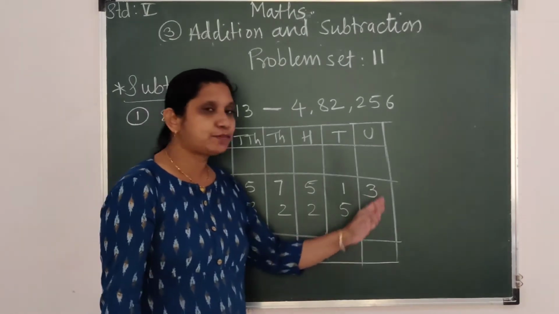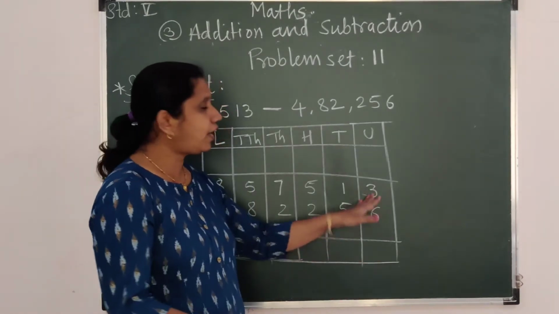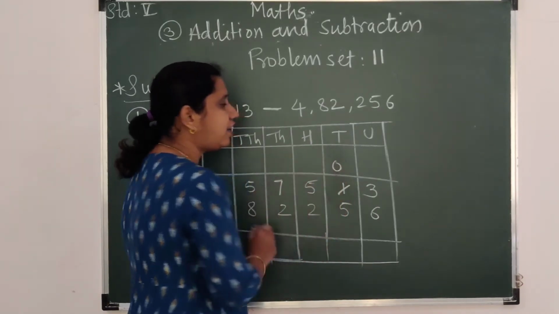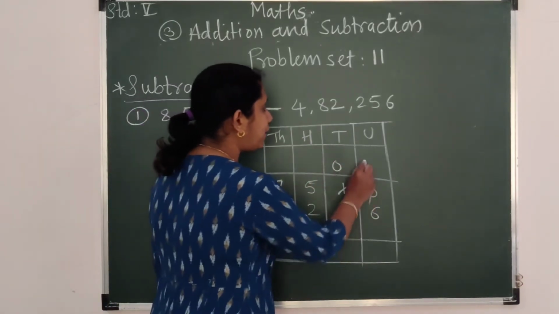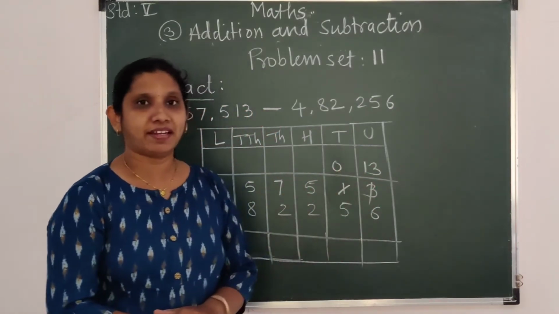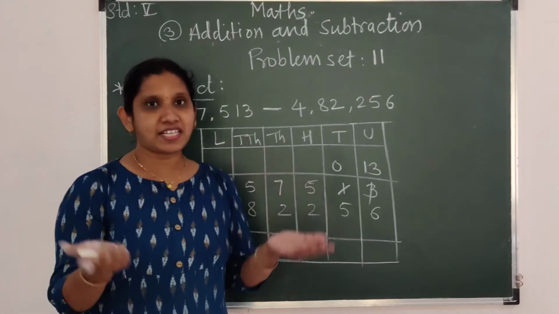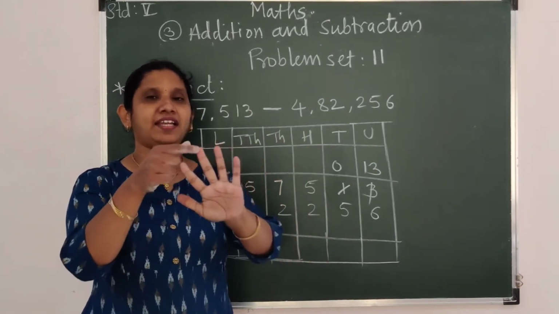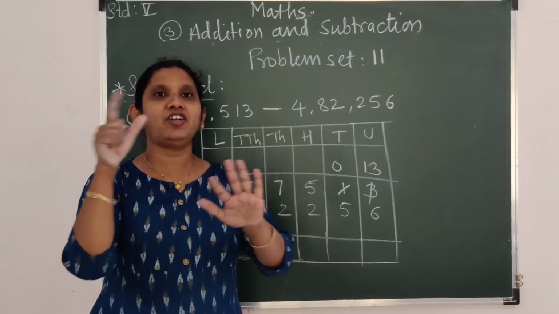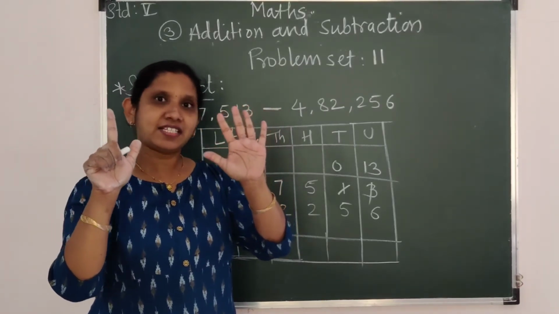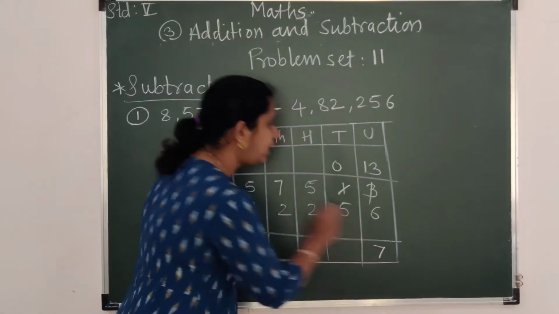Children, now in the units place we have to subtract 6 from 3, or 3 minus 6. Can I subtract 6 from 3? Of course no, I have to go to the tens place. Cancel 1, what will remain here? 0. Then this number becomes 13. Now we have to subtract 13 minus 6. So as I already told you, you can count the fingers: 7, 8, 9, 10, 11, 12 and 13. How many fingers are these? Yes, these are 7 fingers. So our answer is here 7.